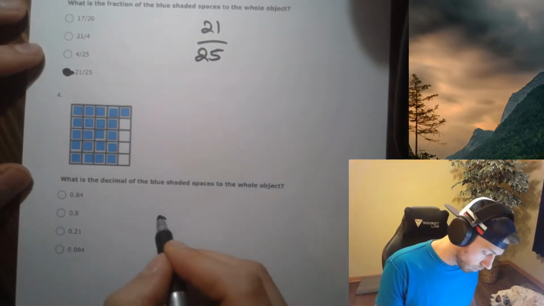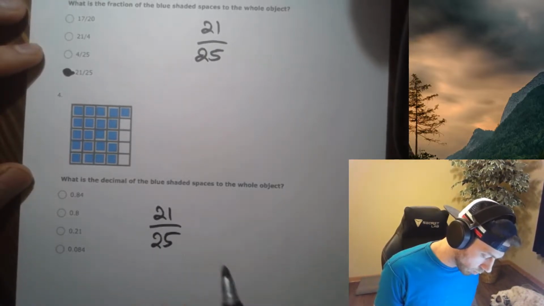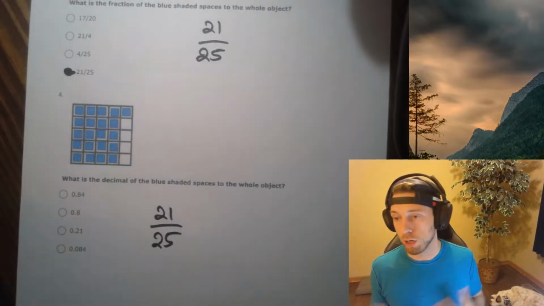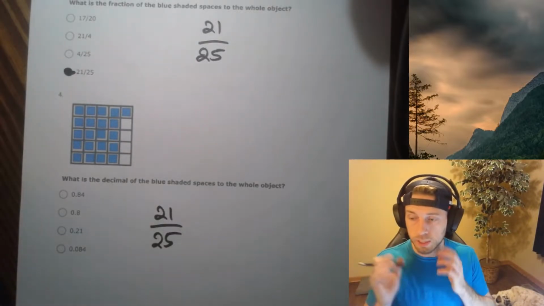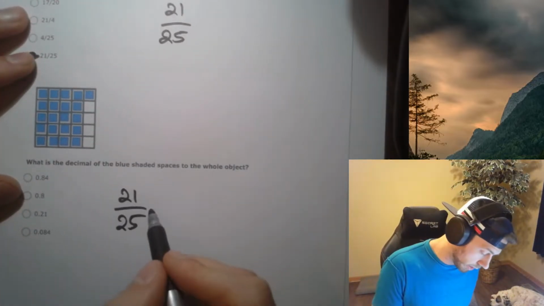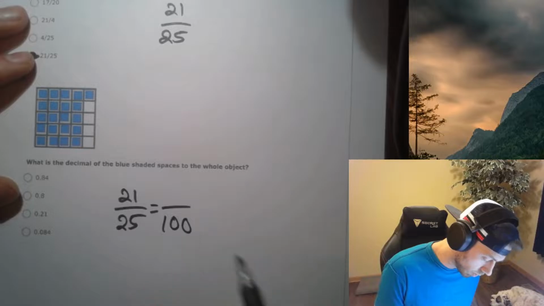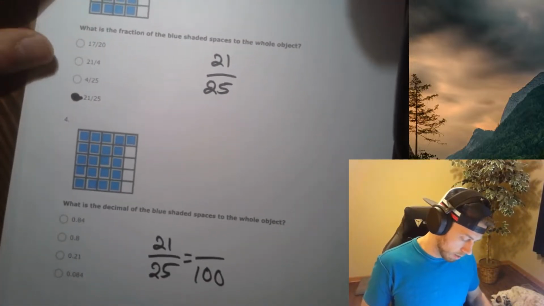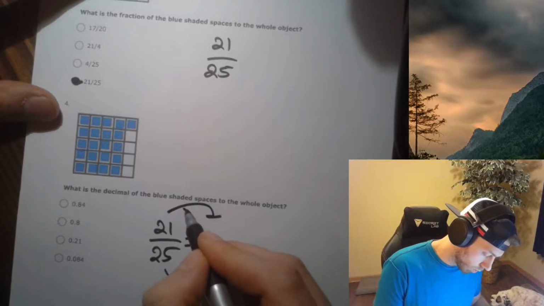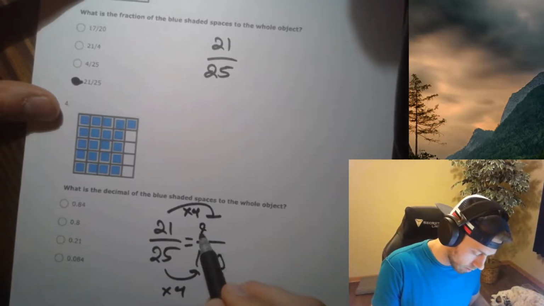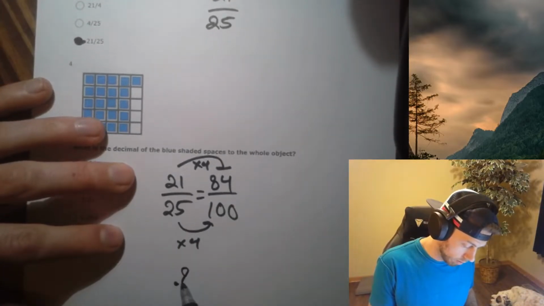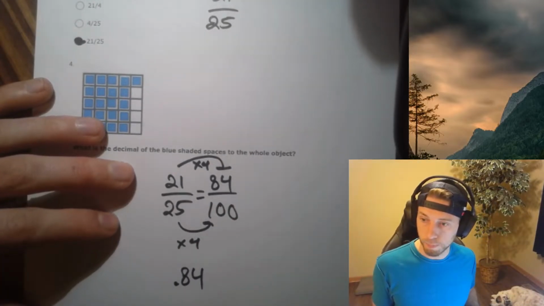So we need to take 21 over 25 and convert it to a decimal. Now, this one can be converted to a decimal the same way that we worked the last problem, right? You can turn the denominator into a power of 10, so this will go to 100 quite easily, and 25 times 4 is 100, and 21 times 4 is 84, so you have 84 hundredths. The answer is exactly that, 84 hundredths, right?